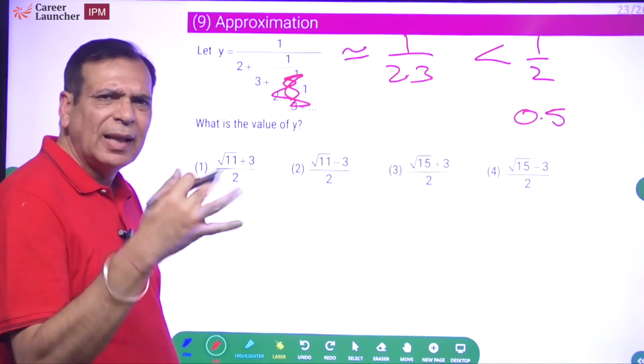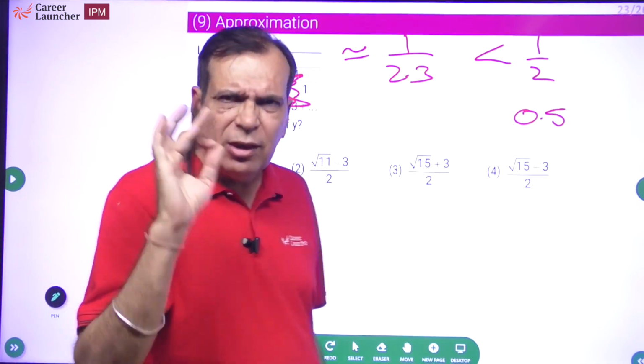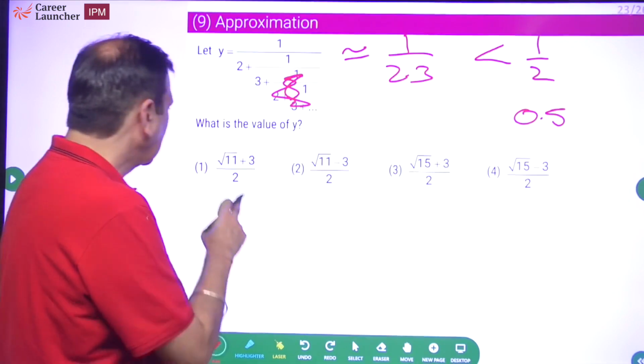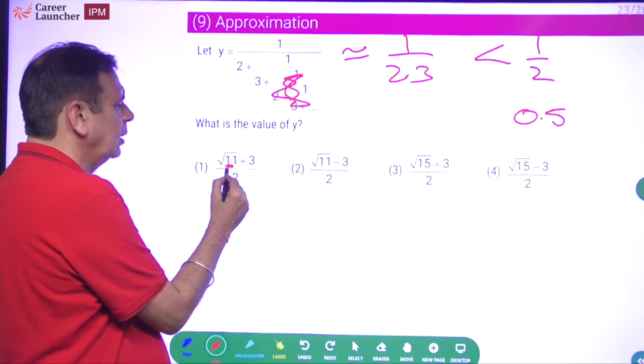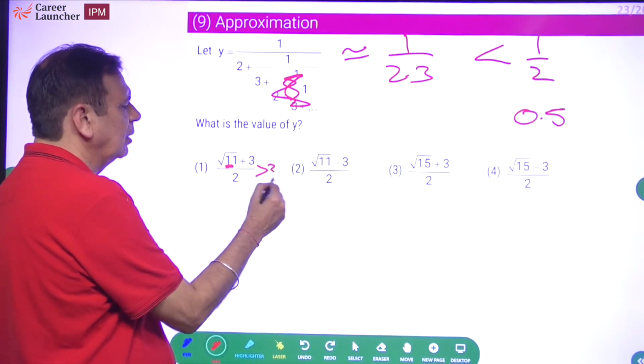Under root 11, do you know how much it is? You don't know, no problem. 3 square is 9. That means this should be more than 3. 3.36, this is more than 3.